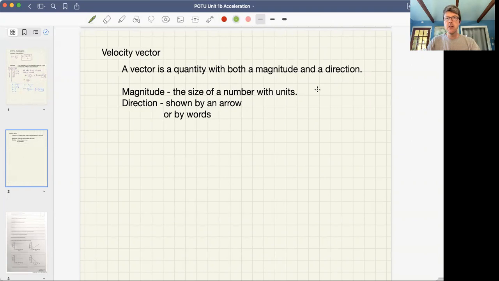Let's say we have a car, here's my car, going with a velocity of 2 meters per second. So, okay, there's our car. It's going with a velocity of 2 meters per second. That's the magnitude. The direction could be shown by an arrow like that, or it could be shown by words such as to the east or to the right.